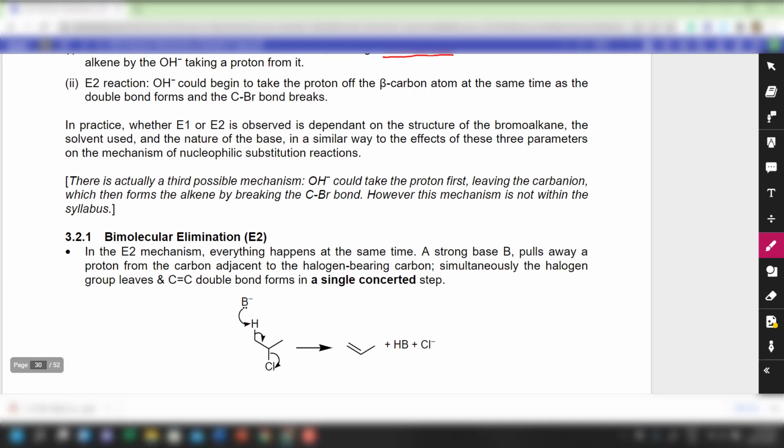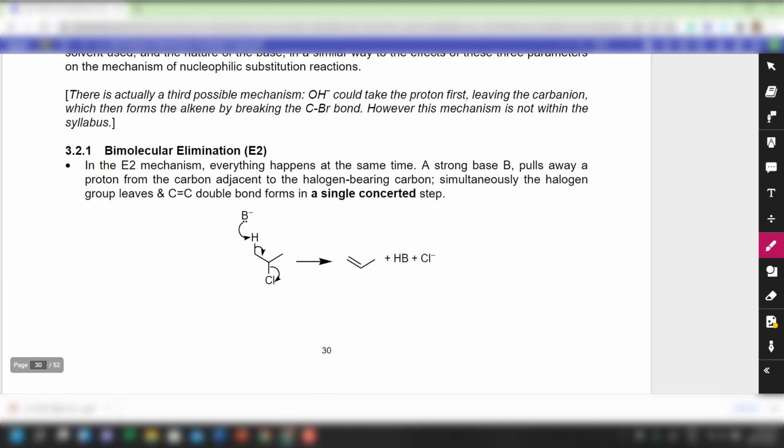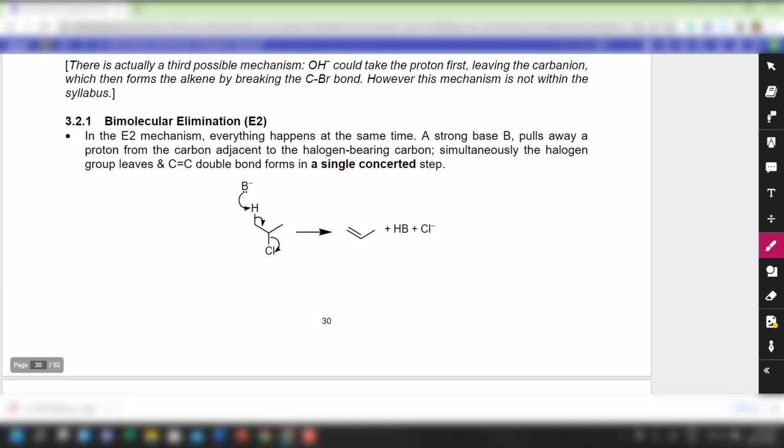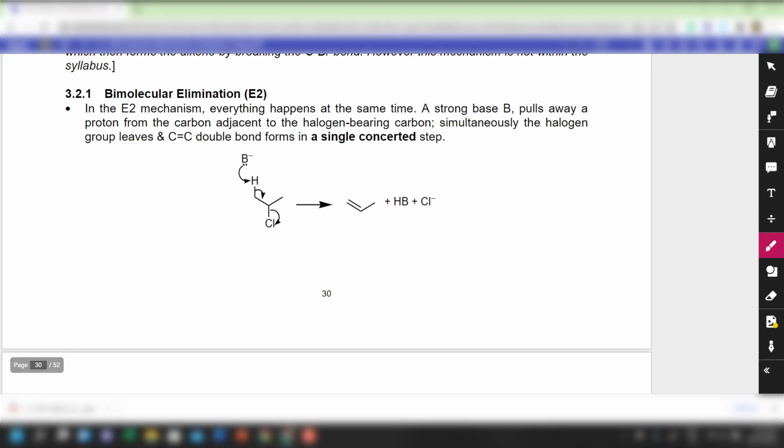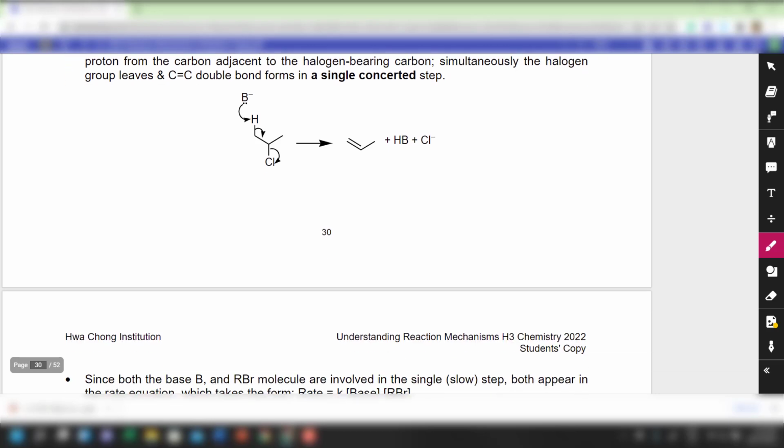Yeah, so that's E1CB. Okay, so bimolecular elimination, or second order elimination, is what we're talking about. It's happening in one concerted step, so you expect the transition state to involve the formation of the base-hydrogen bond, as well as the formation of the C-C pi bond, as well as the breaking of the C-halogen bond. Okay, and you notice that in the course of reaction there is an increase in the number of moles of species. So from 2 species to 3.